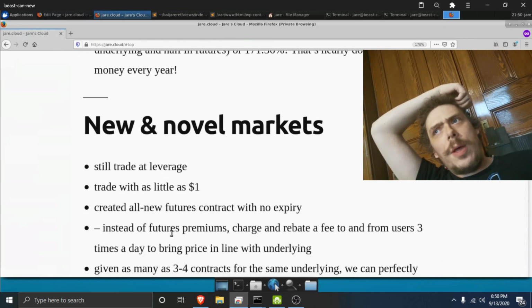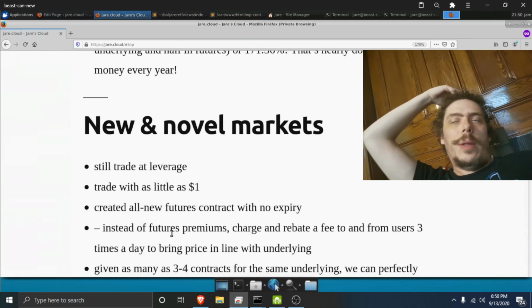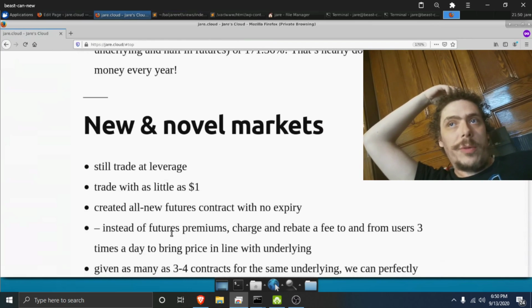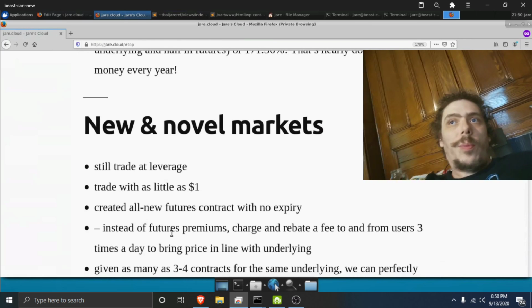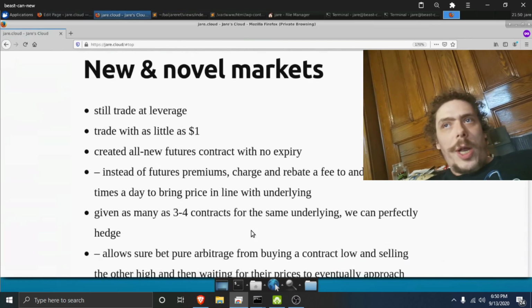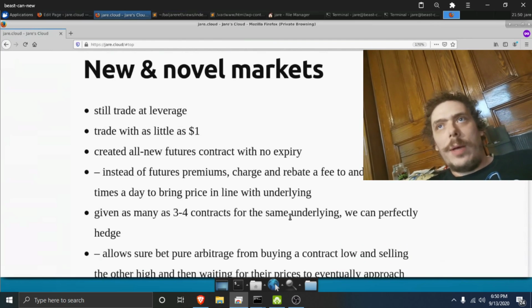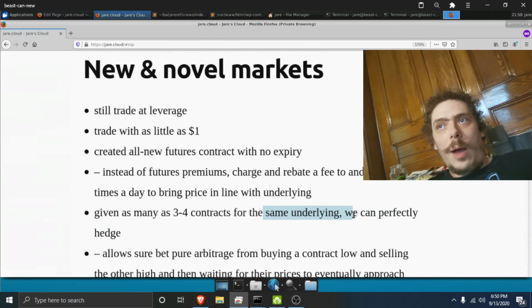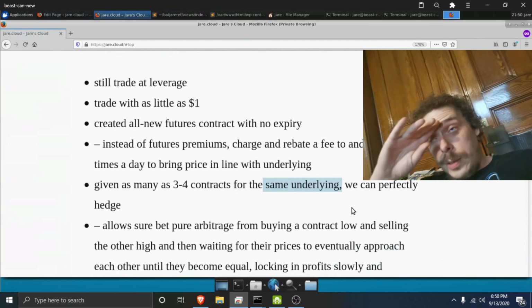So they charge and rebate a fee to and from users, and they don't even keep a piece of that fee. It goes to and from users, meaning you can actually exploit that and make that fee, and that's your primary objective by trading these contracts, to bring price in line with the underlying. Given as many as 3 to 4 contracts, like 3 months from now, 6 months from now, 9 months from now in this new contract, for the same underlying, like Apple, we can perfectly hedge, which means that we can buy and sell an equal amount.